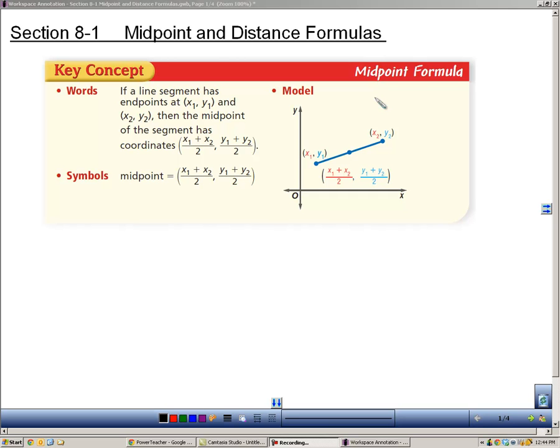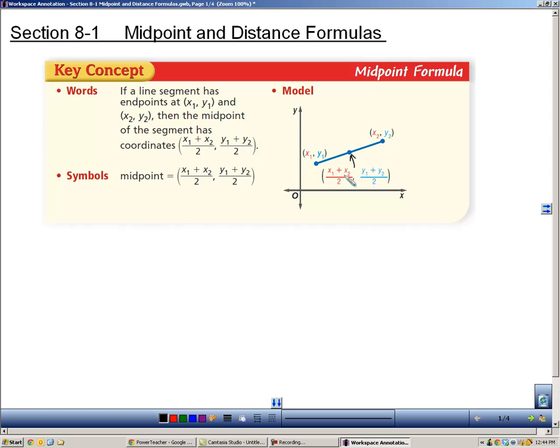Section 8.1 is about the midpoint and the distance formulas. We'll start with the midpoint formula. If you have 2 points, here we're calling them x1, y1 and x2, y2, and you want to find the point that is directly in the middle of those, you use this formula here.